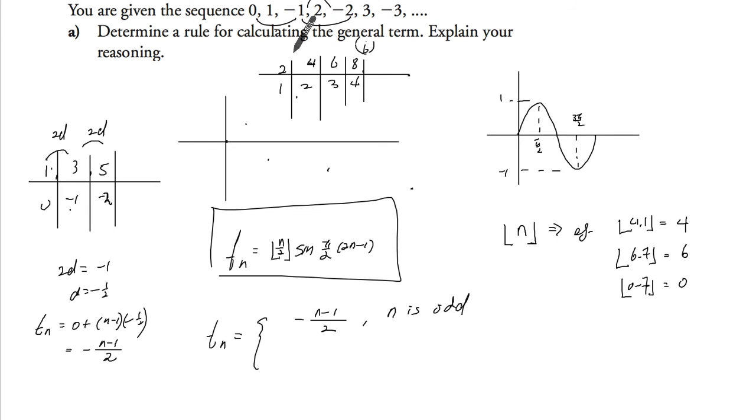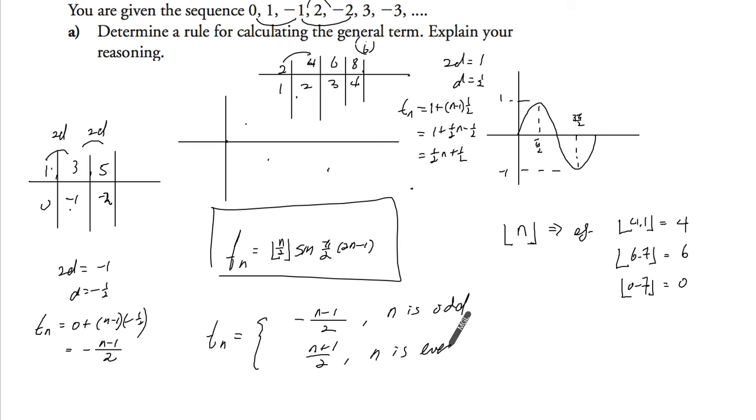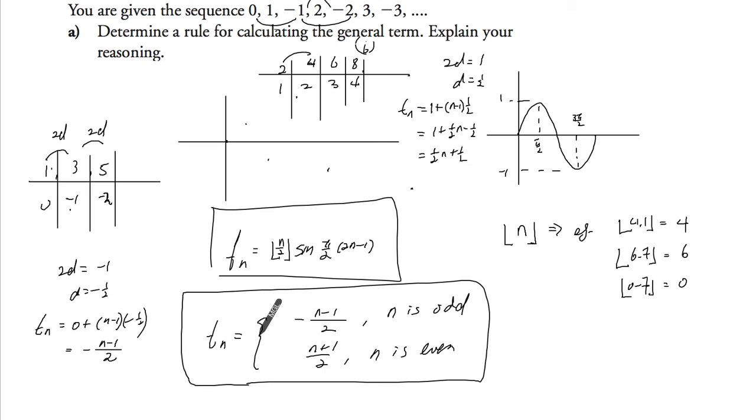Again, 2d is equal to 1, so d is equal to half. So Tn here is going to be 1 plus n minus 1 times half. So it's 1 plus half of n minus half. So it's half of n plus half, or (n plus 1) over 2, when n is even. That's slightly easier, but also kind of fancy because it's a piecewise function.